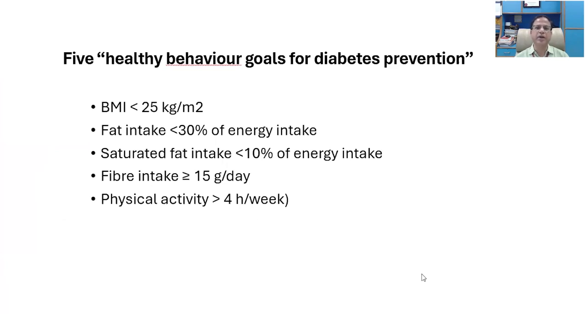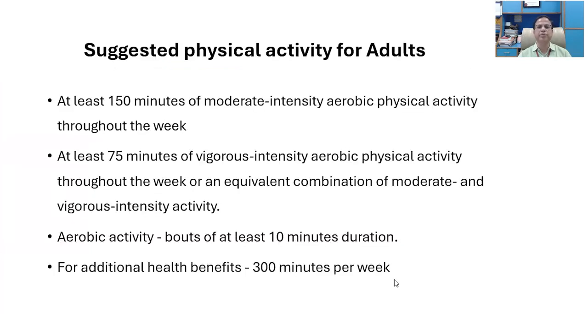The 5 healthy behavior goals for diabetes prevention are: keep your BMI less than 25 kg per meter square. Fat intake should be reduced to less than 30% of total energy intake, and out of this 30%, saturated fat should not be more than 10% of energy intake. Fiber intake should be increased to 15 grams per day. And physical activity of approximately 4 hours per week will give you enough protection. If you follow these 5 steps, most cases of pre-diabetes converting to diabetes can be easily prevented.